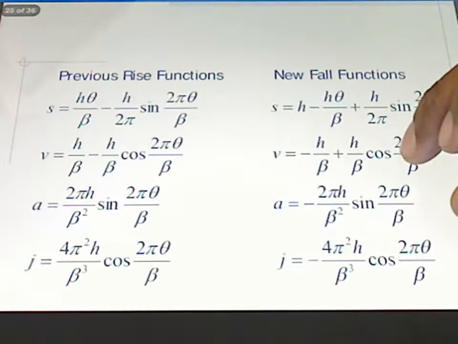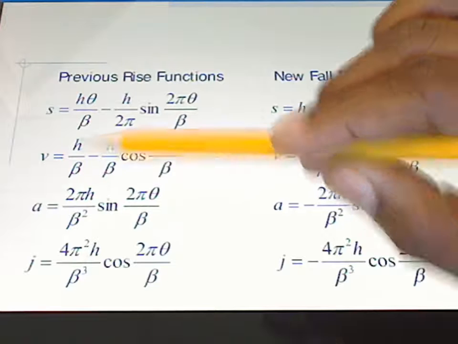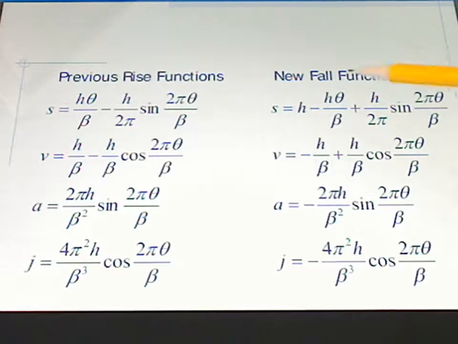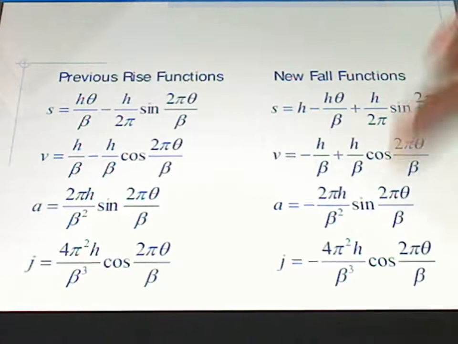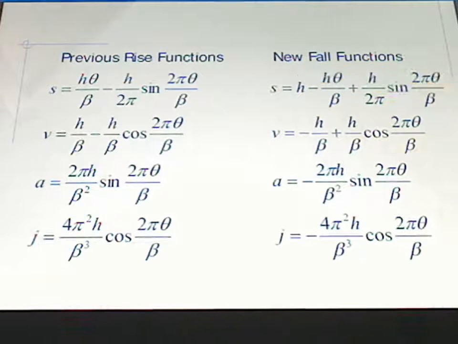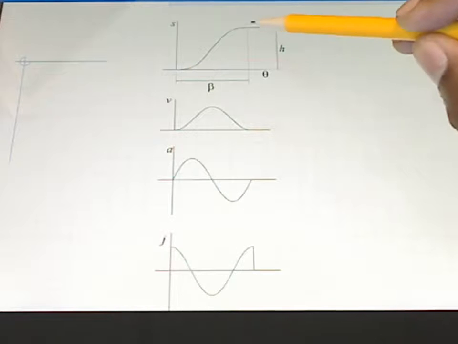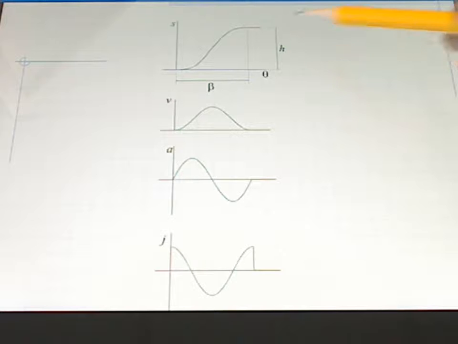So this is where we show both of them. Here's our rise function for position, velocity, acceleration, and jerk, and then we have our fall functions. For the fall, we start at h. Before, when we were rising, we went from 0 to h. Then we dwell, and then we need to fall, so we start at h and come back to 0.